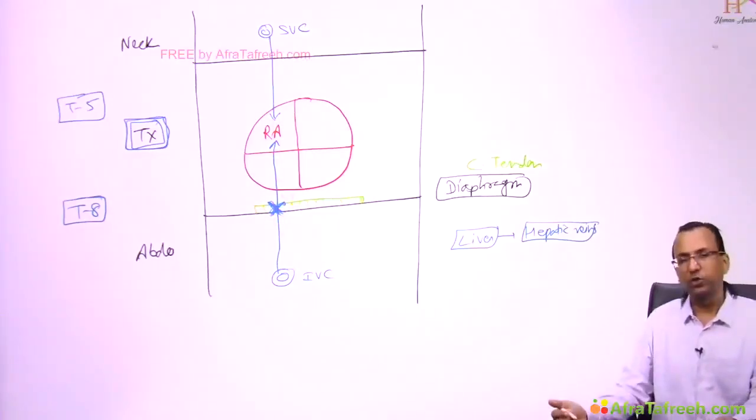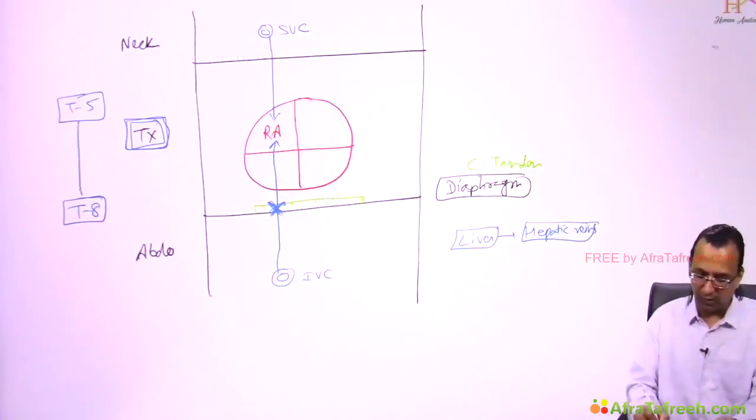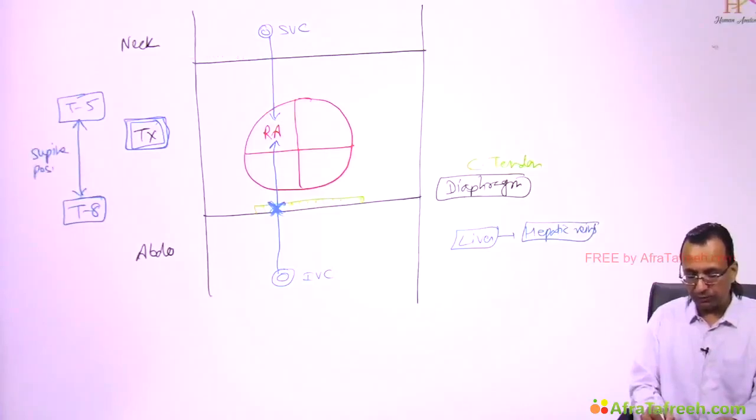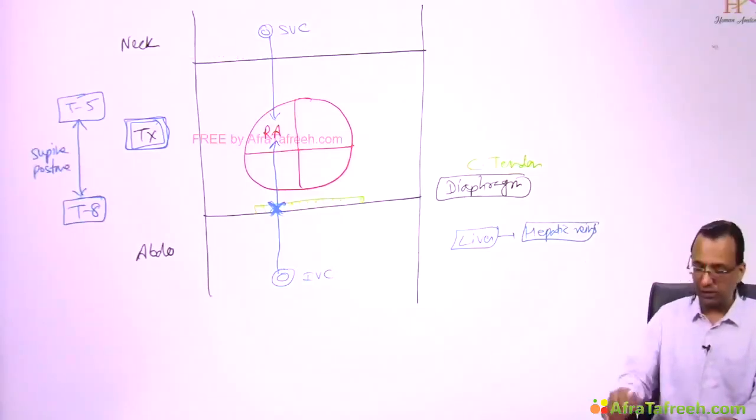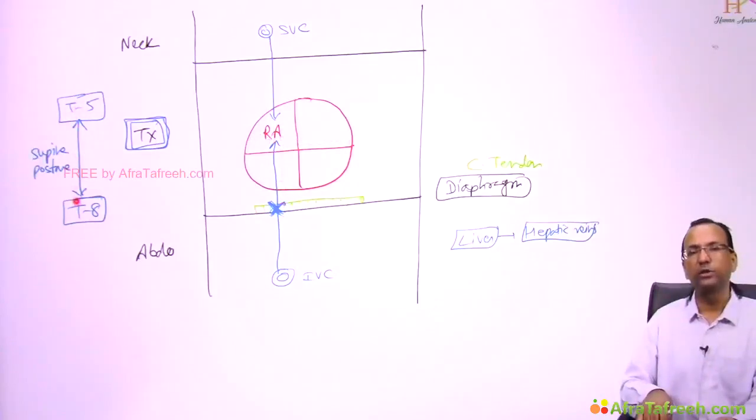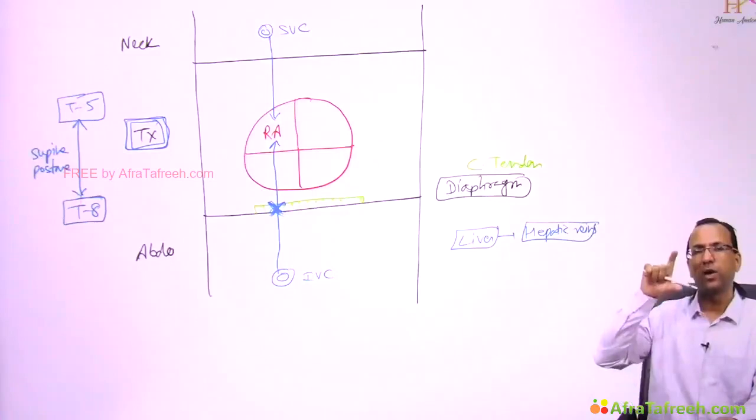Now if you say so, what is the extent of the heart? Extent of the heart is T5 to T8 vertebra in supine posture. In supine posture. So this question comes, what is the extent of the heart in supine posture? And your answer is T5 to T8 vertebra. And what if it is standing posture? If it is standing posture, then gravity will pull the heart 1 vertebra down.